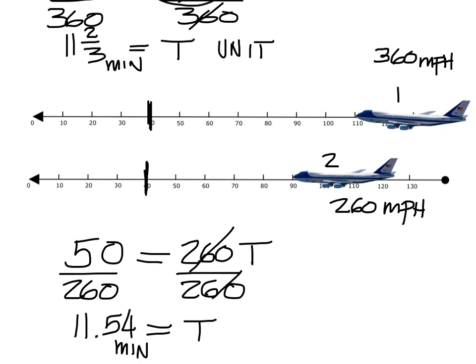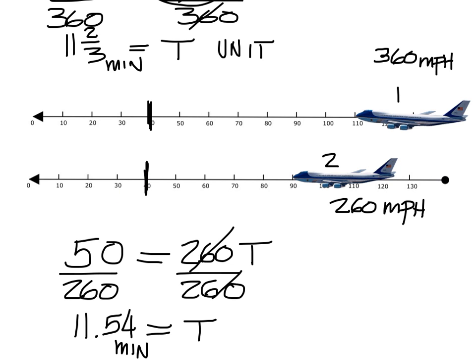Airplane 1 is 11 2/3. What is 2/3 as a decimal? 0.6 repeating, and we have 0.54. This one is going to get there before this one because this time is less. So airplane 2 makes it here first, but where is airplane 1 when airplane 2 makes it to this spot?